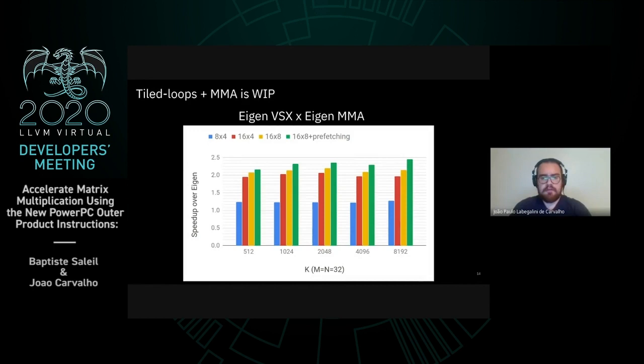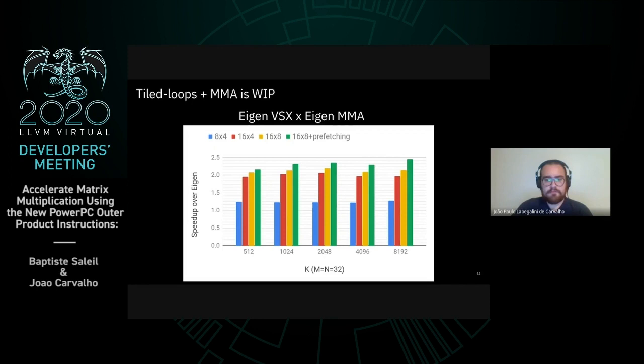The graph in this slide shows the performance improvement of using MMA instructions to compute the general matrix multiply operation, GEMM, in Eigen. In the y-axis, we see the speedup of computing GEMM with MMA against the baseline implementation of Eigen that uses PowerPC vector instructions known as VSX. For each matrix size in the x-axis, we show the performance of using MMA instructions to compute GEMM using four different microkernels. From a microkernel of 8x4 elements that uses only two MMA accumulators to a kernel of 16x8 elements that uses all 8 available accumulators in the MMA unit.